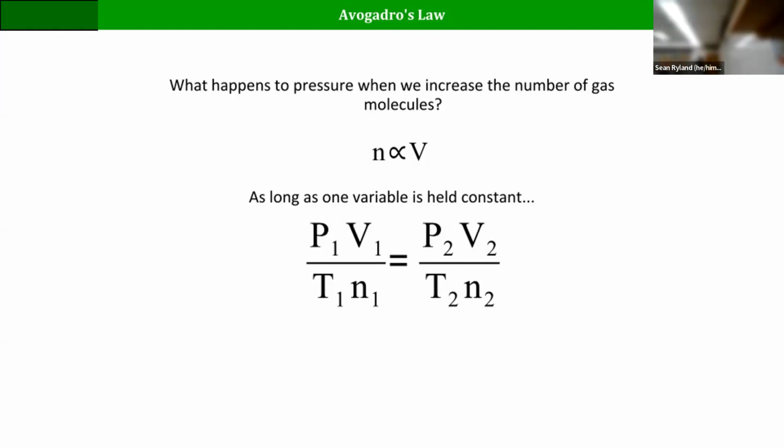Which means this is our true gas law. Our true gas law is all four of these variables combined together. And as long as any one variable is held constant, we only really need one simple gas law.